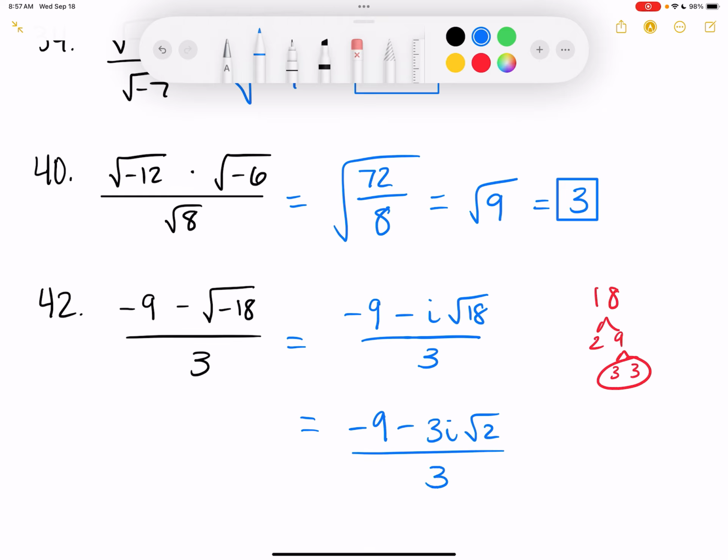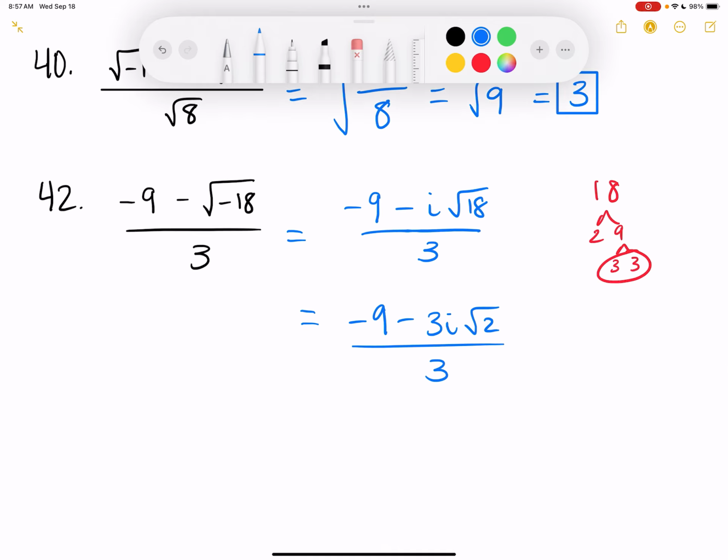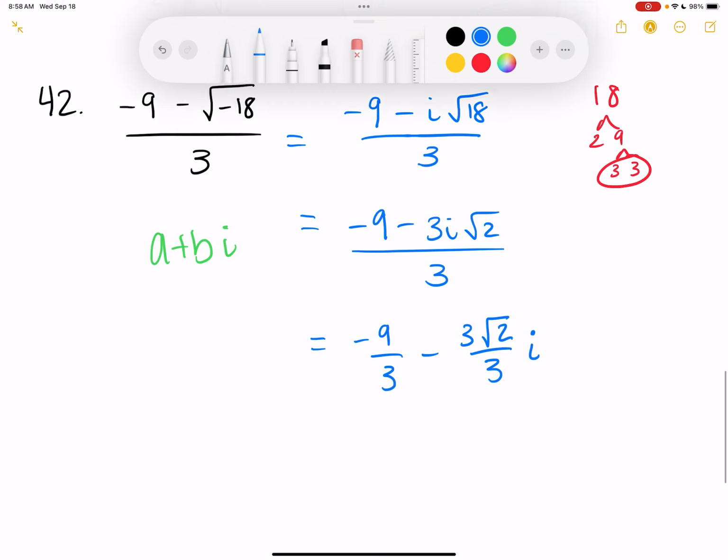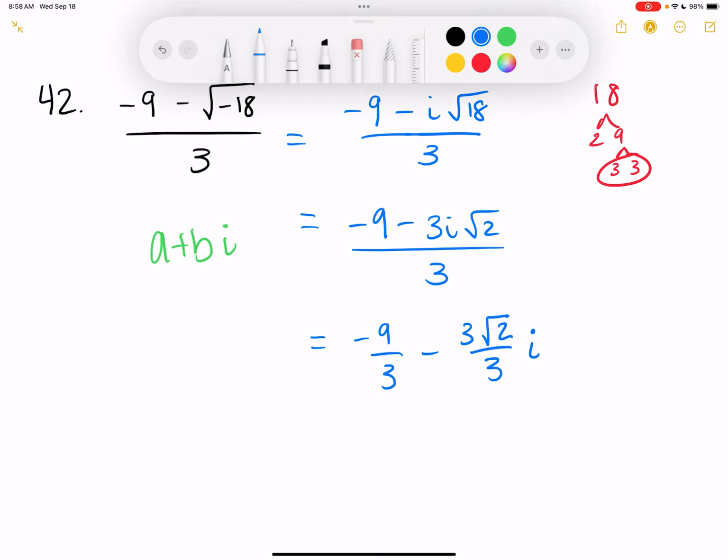Some people start to leave stuff here, and I'm like, no, you can't do that. I need to break it up into its individual parts. It needs to be in standard form, which is a plus bi. So I need to write this as negative 9 over 3, which is going to end up reducing, but I'll do that in the next step, minus 3 root 2 over 3 times i. That's in standard form, but it's not reduced all the way yet. What does this reduce to? Negative 3. What about this over here?